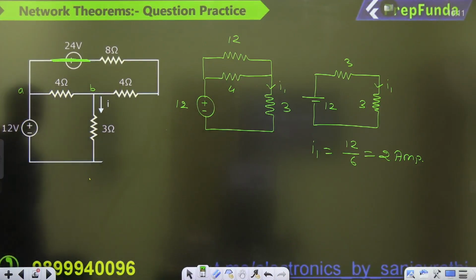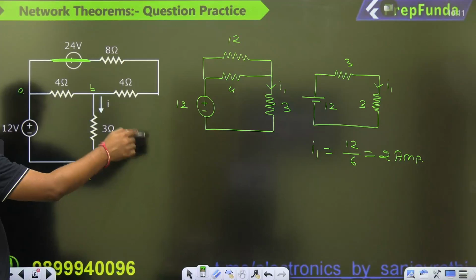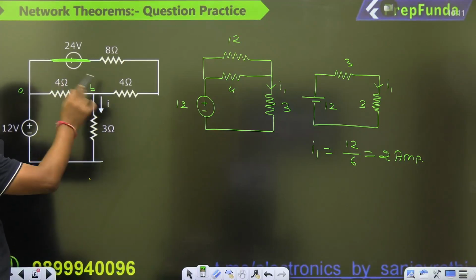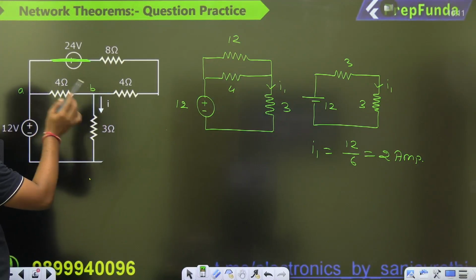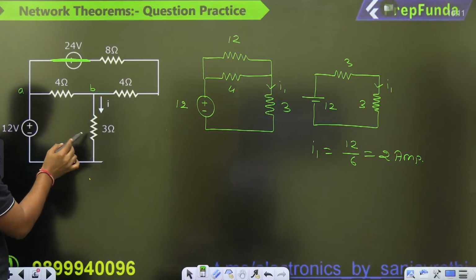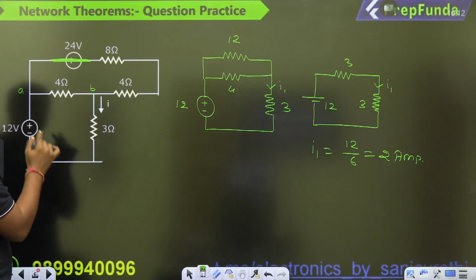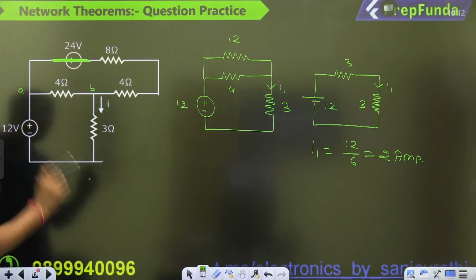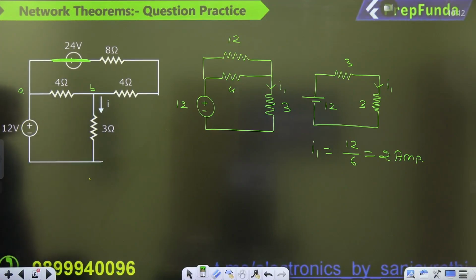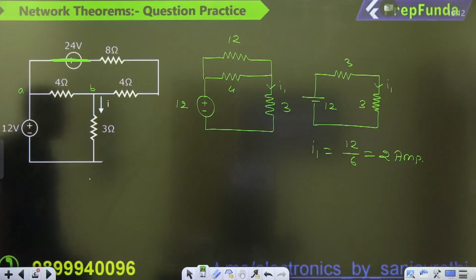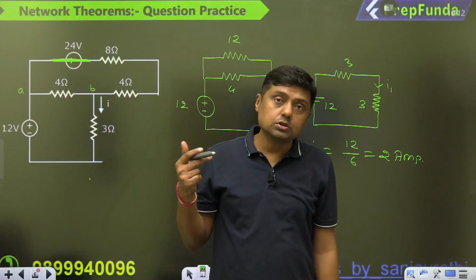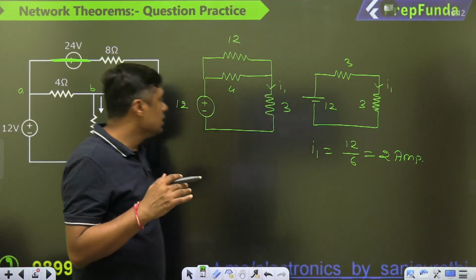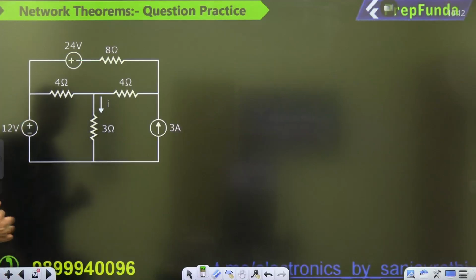So what we have done: make the current source open circuit, make the voltage source short circuit. 4 and 8 are in series. 12 parallel with 4 becomes 3. Then 3 and 3 are in series, so R equivalent is 6. 12 divided by 6, so I1 is 2 ampere. That is the first part, because of the 12 volt battery. Now, because of the second one.